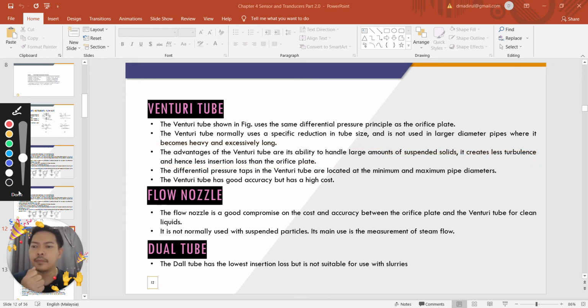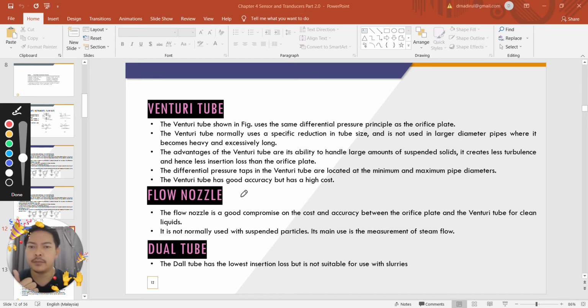The differential pressure taps in the venturi tube are located at the minimum and maximum pipe diameter. The venturi tube's advantage is that it has good accuracy, but the cost is slightly higher compared to other restrictions that you normally encounter in the pipe.